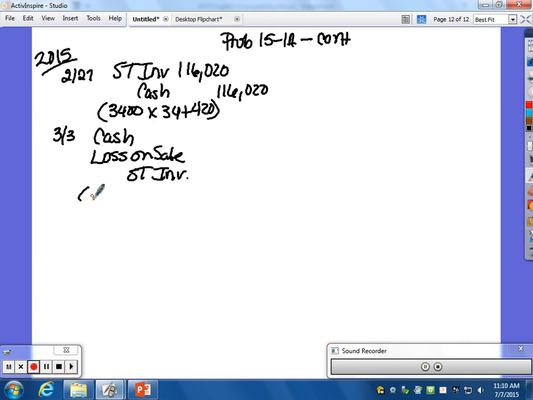What were the amount of shares? 1,600 times what price? $25 minus what fee? $250, which gives us how much? $39,750. That's the amount of cash that we received. How much were those shares worth? $48,444 from the previous journal entry. So that means your loss was $8,694. Good.